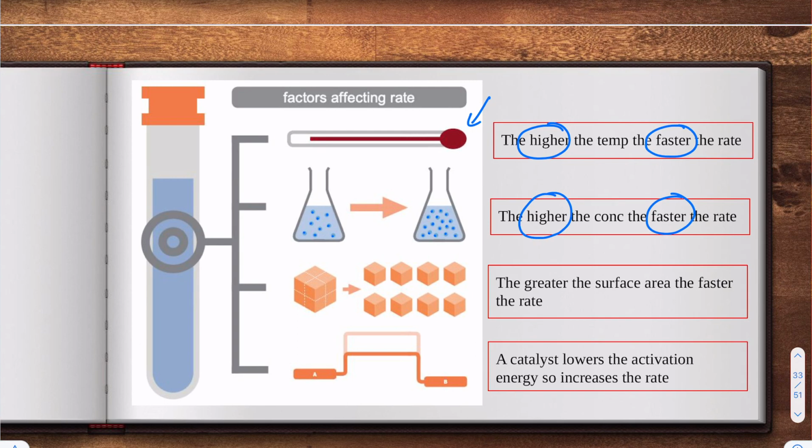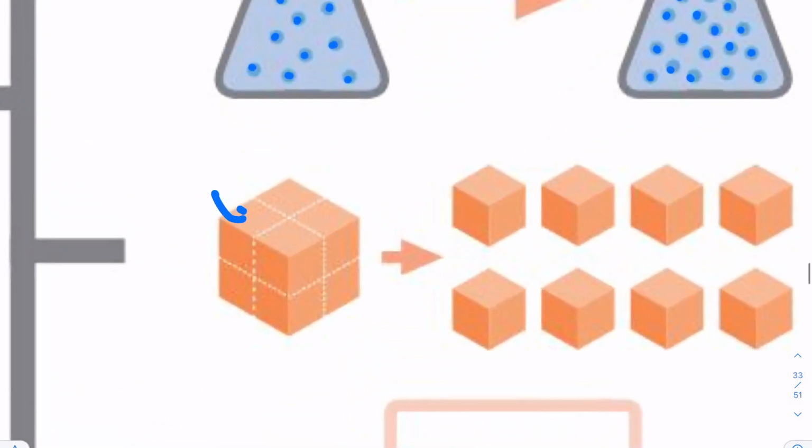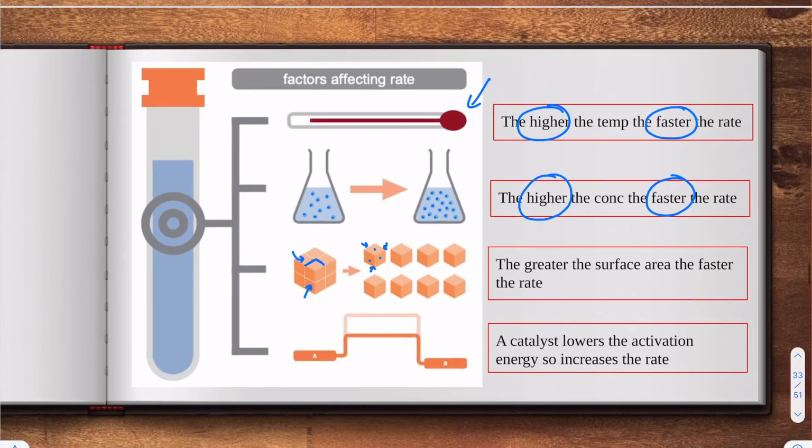The greater the surface area, the faster the rate. So you can see here, only the outside edges here can be involved in collisions. Whereas here, every single edge and the one at the back and the one at the bottom, they can all be involved in collisions. Whereas these surfaces here, they cannot be involved in collisions when I've got something lumpy. So of course, the greater the surface area, the faster the rate, and that's because I've just got more exposure of the particles.